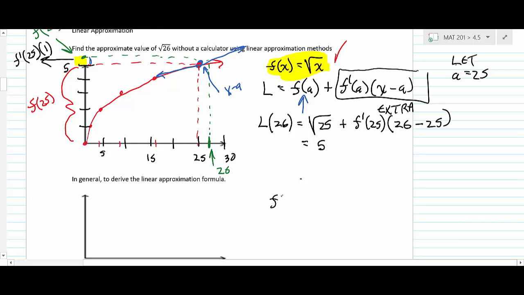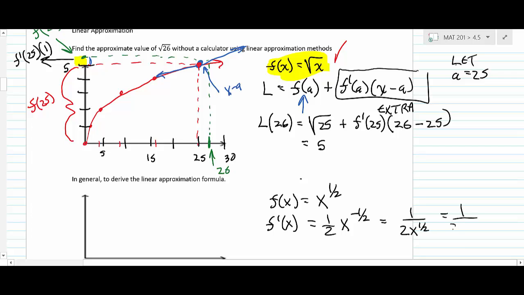That would be f of x is x to the 1/2. So let's do that. Then f prime of x is going to be 1/2 x to the negative 1/2, like that. Okay, so that's going to be 1 over 2 x to the 1/2, or 1 over 2 times the square root of x. Okay, so that's the derivative.